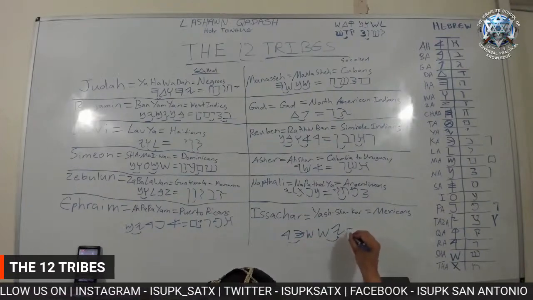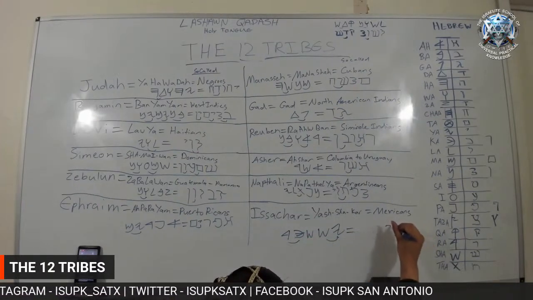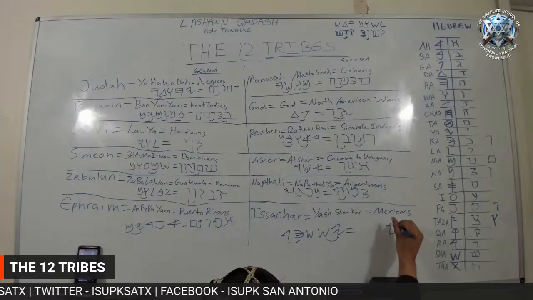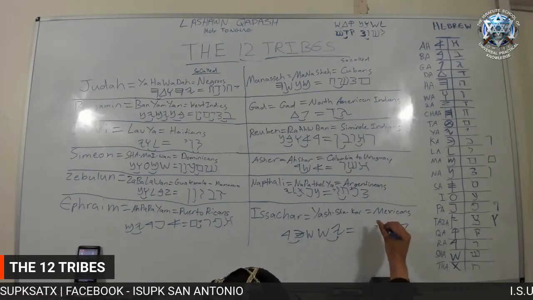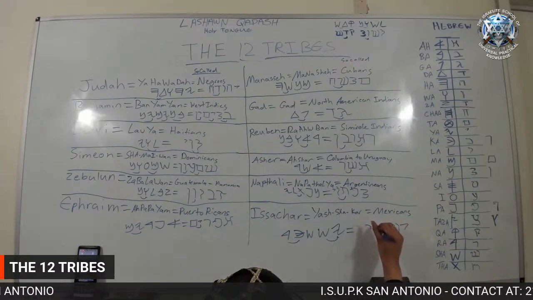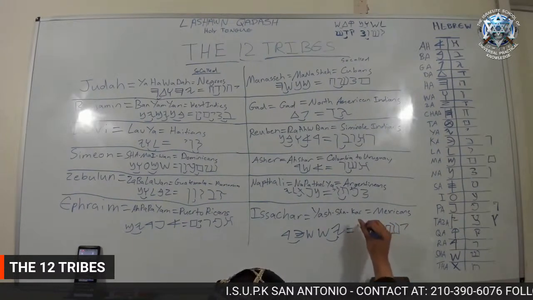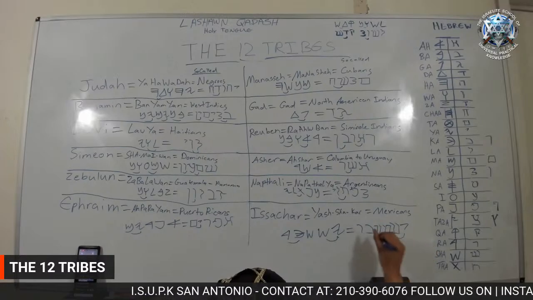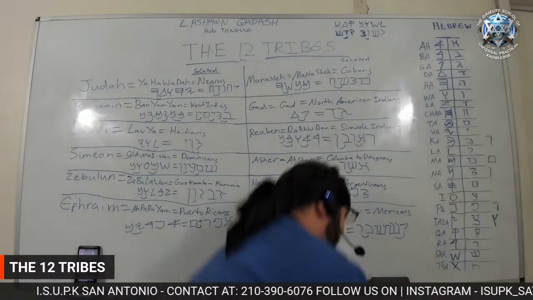Yashakar, right? Yash, and here it is in the Assyrian. Yash, Shah, Kar. Boom. Yash, Shakar. Straight like that.